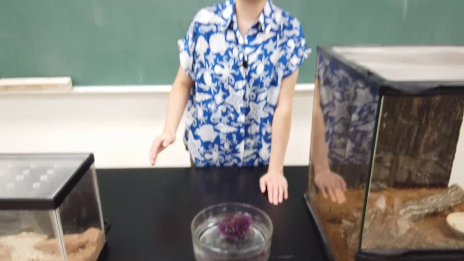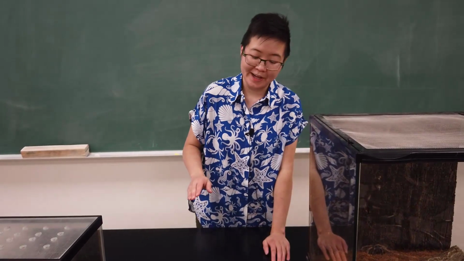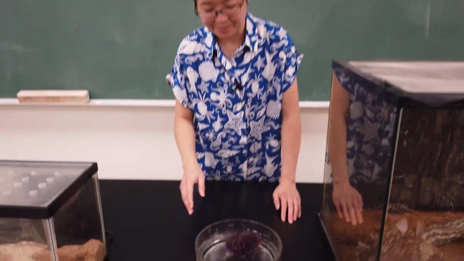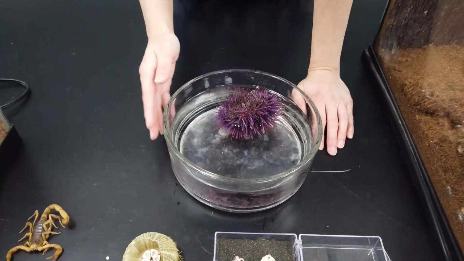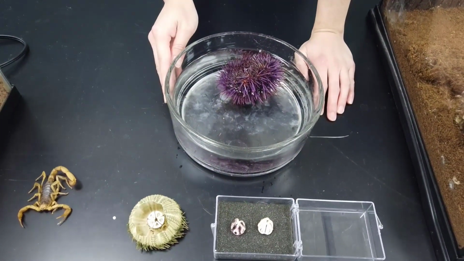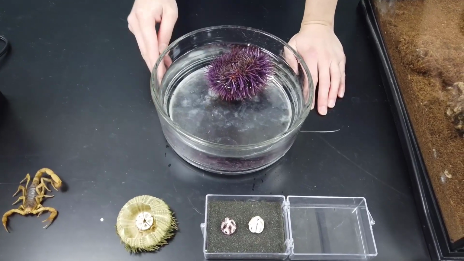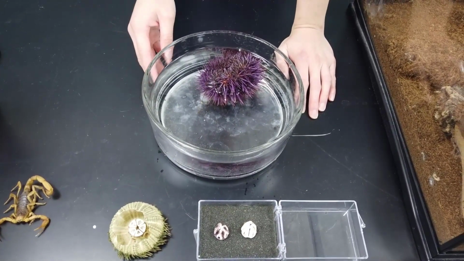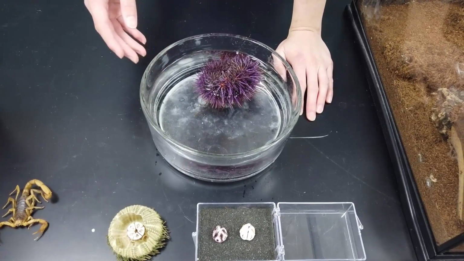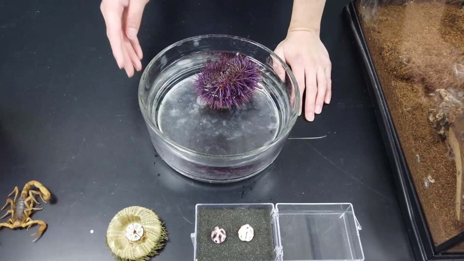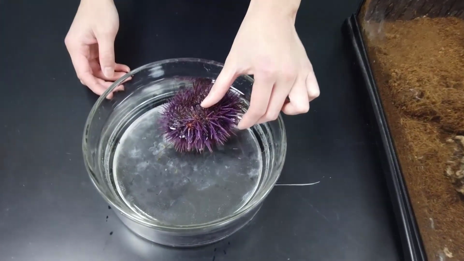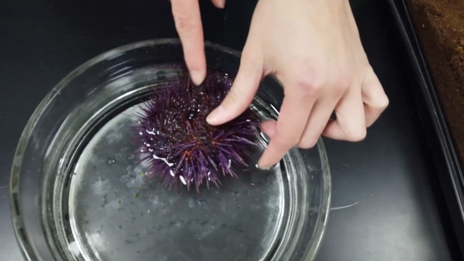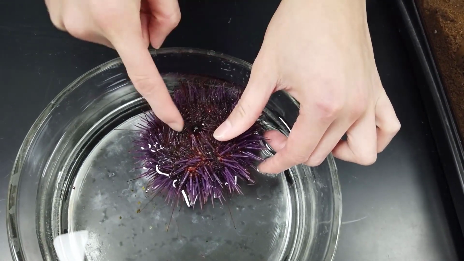Now, let's look at the mouth parts of a very interesting aquatic animal, the sea urchin. So sea urchins feed on algae that's growing on rocks. They also feed on kelp. But in order to scrape the algae off the rocks, they have a very interesting mouth part called the Aristotle's lantern. So if we take this urchin here, let's see if we tease it a little bit.